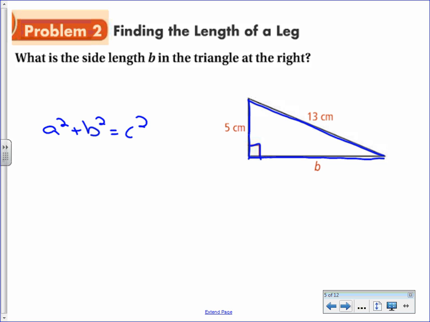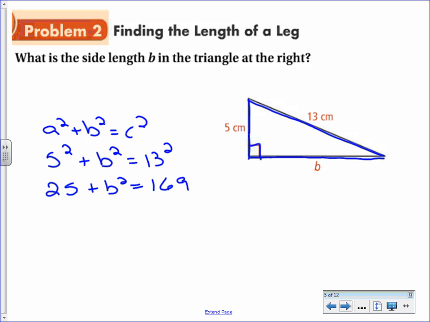My A value in this one is 5. My B value I don't know, so I'll leave it B squared. My C value is 13 squared. And let's solve for B. 5 squared is 25 plus B squared equals 169. Subtract 25 from both sides. B squared equals 144. Take the square root of both sides, and again, you don't need the plus or minus because you can't have a negative distance, so we'll just have 12.